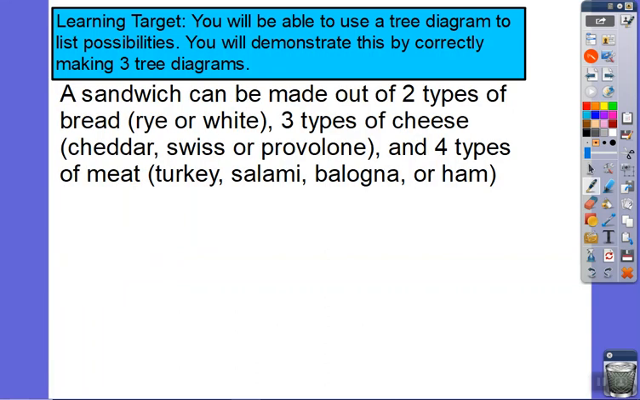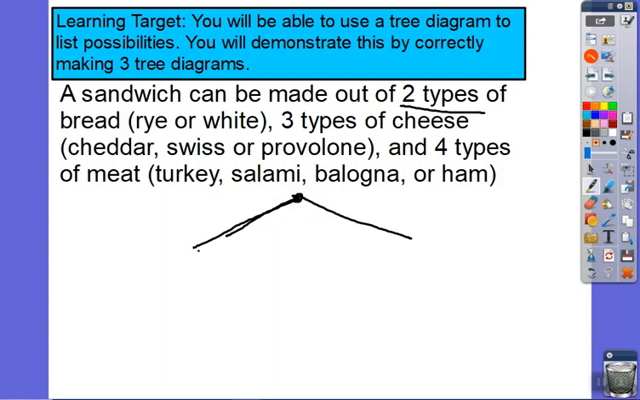A sandwich can be made out of 2 types of bread, rye or white, 3 types of cheese, cheddar, Swiss, or provolone, and 4 types of meat, turkey, salami, bologna, or ham. Okay, so we're starting with a dot up here at the top. And first we have 2 types of bread. So I'm going to do 2 branches.